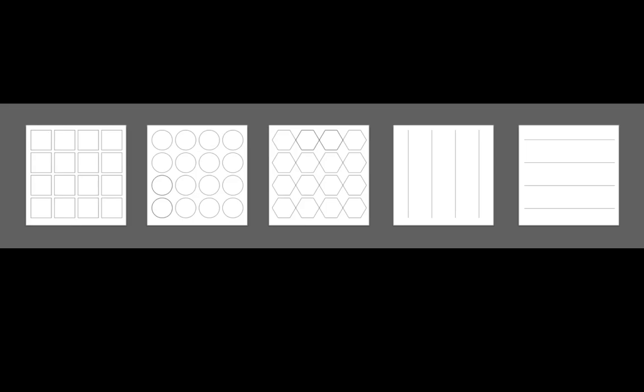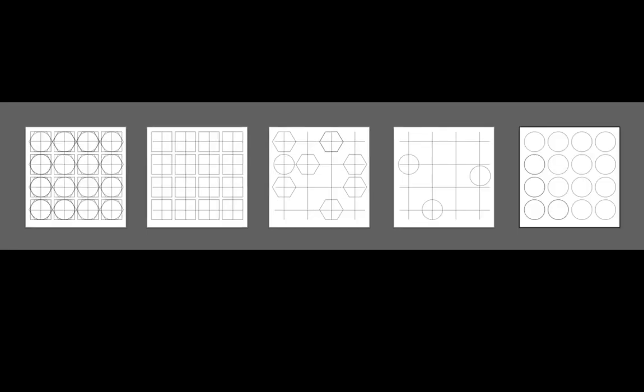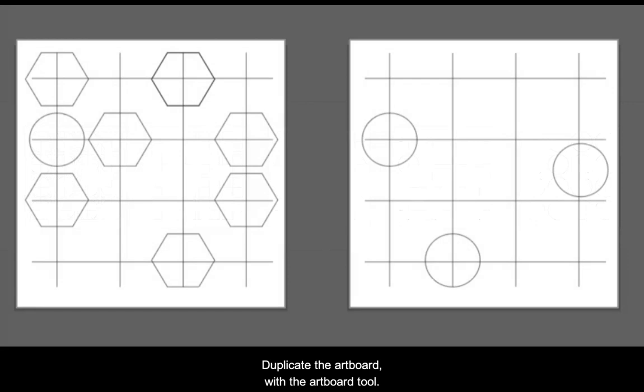To make all layers visible, check for the eye symbol that appears in the layer panel. When all layers are visible, your artboard will look something like this image. When layers are viewed separately, you will see only one shape at a time, even though they are all on the same artboard. Duplicate the artboard with the Artboard tool.